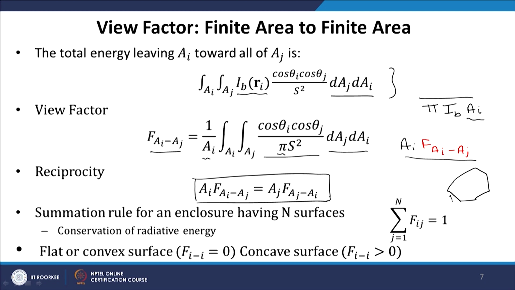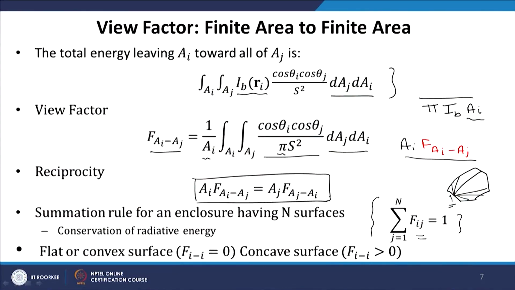So, the total amount of energy leaving surface I and going to all the surfaces, including itself, should satisfy the conservation of radiative energy. Based on this argument, we can conclude that the summation of view factors over all the surfaces j equal to 1 to n will be equal to 1. That means the total amount of radiative energy is conserved. All the energy leaving surface I should reach one of the surfaces from 1 to n, and the summation over the view factor should be equal to 1.